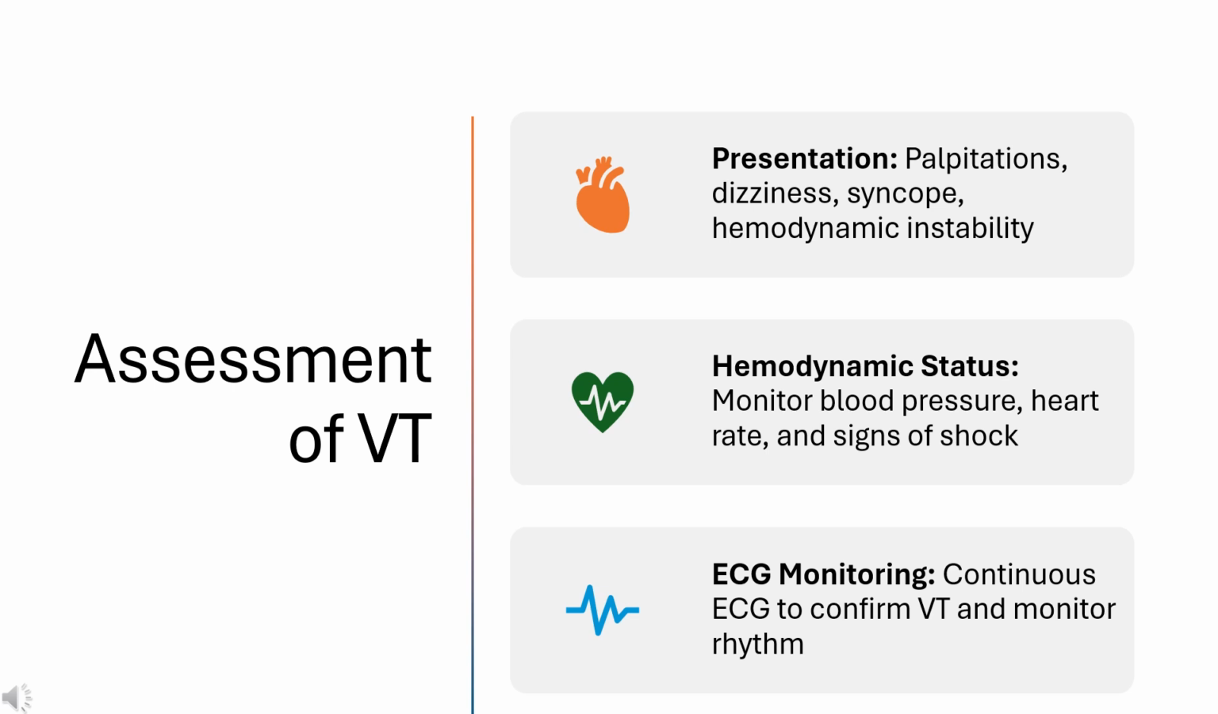Monitor the heart rate closely. In VT, the heart rate typically ranges from 100 to 250 beats per minute. A rapid heart rate can further compromise cardiac output and exacerbate symptoms. Be vigilant for signs of shock, which include cold, clammy skin, rapid, weak pulse, confusion or altered mental status, and decreased urine output. Shock is a medical emergency and requires immediate intervention.